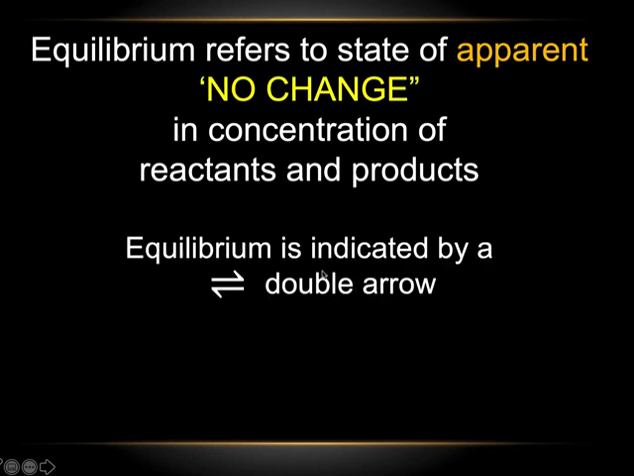Also, we need to understand one more thing here. I'm sure that you have learned about this in school also. That is, equilibrium is indicated by a double arrow. That means when the concentrations of the reactants and products come to a certain constant value, they're said to be in equilibrium, and such an equilibrium is indicated by a double arrow there.